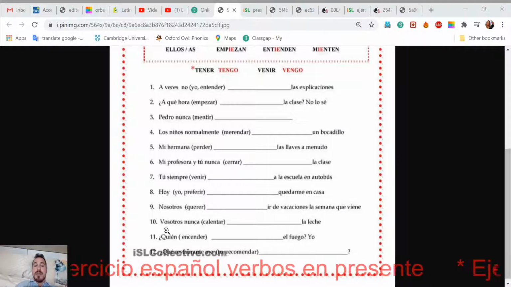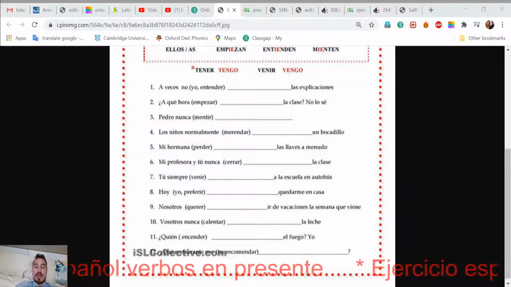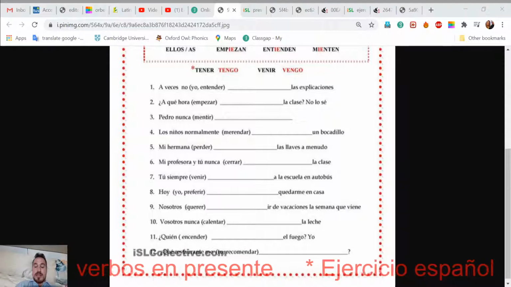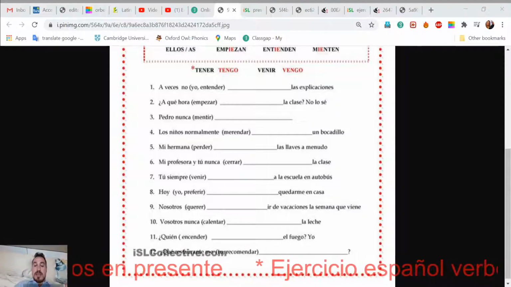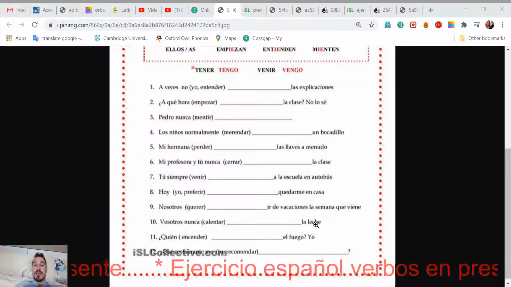10. Vosotros nunca calentáis la leche, so you never heat the milk.